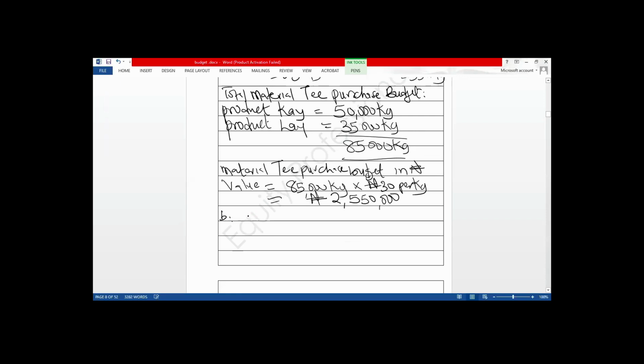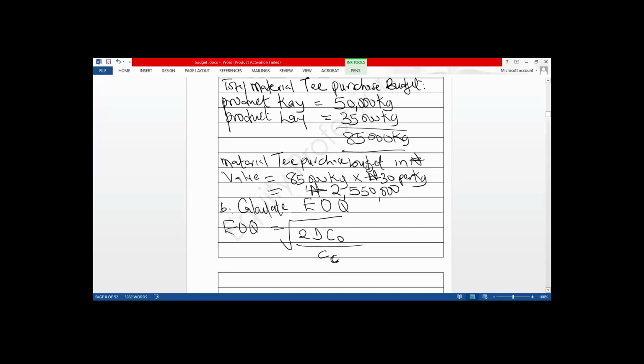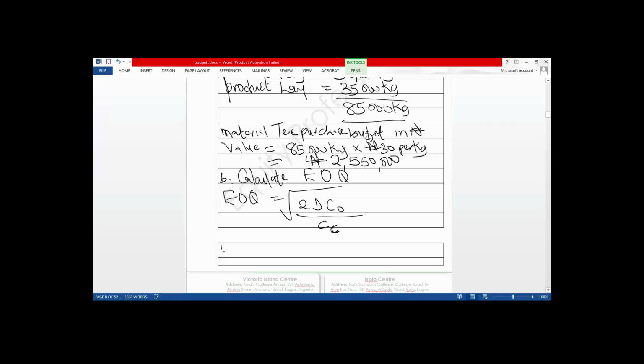The B says calculate economic order quantity. Just take the formula. The formula is square root of 2D CO over CC. I don't know if you have gotten to working capital management. Where your D is annual demand or usage. In this case, annual demand is 85,000 kg. That is the material we need to purchase.